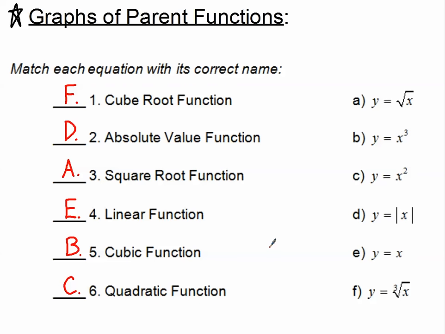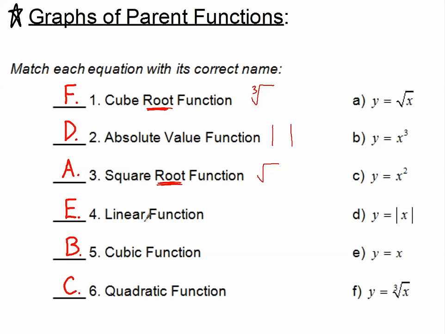Let's talk a little bit about this. When we're talking about a root, we've got a cube root and we've got a square root. That, of course, is our little root symbol. The cube root has a 3 tucked inside here as the index, and the square root is simply the square root symbol that you've already seen before. The absolute value functions, the graph will look like a V, and the absolute value bars, of course, look like these bars. The linear, the cubic, and the quadratic is just a difference in exponent.